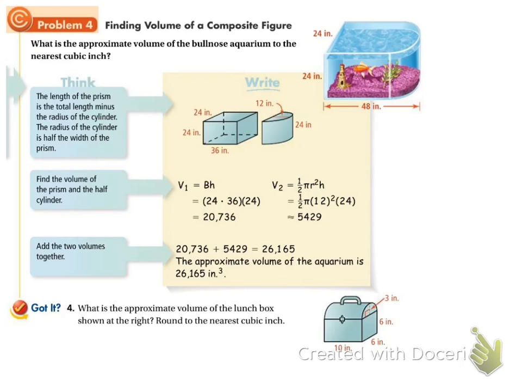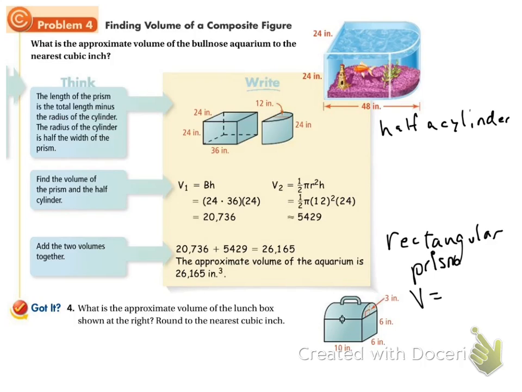So they found the area of this tank. We're going to find the volume of this lunchbox. So you can see that it's split into two pieces, right? The top part is half a cylinder, and that bottom part is a rectangular prism. So why don't we start with a rectangular prism? I think that's the easier one.